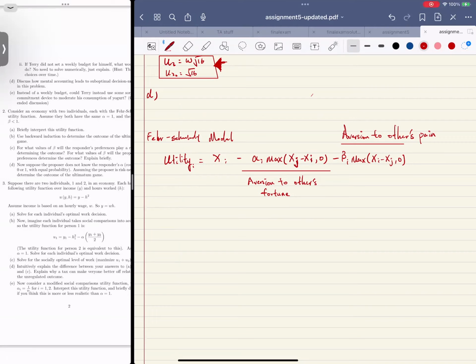So what happens if beta equals 0? And what happens if beta equals -1? Yeah. And what happens if alpha equals 0, and what if alpha equals -1?